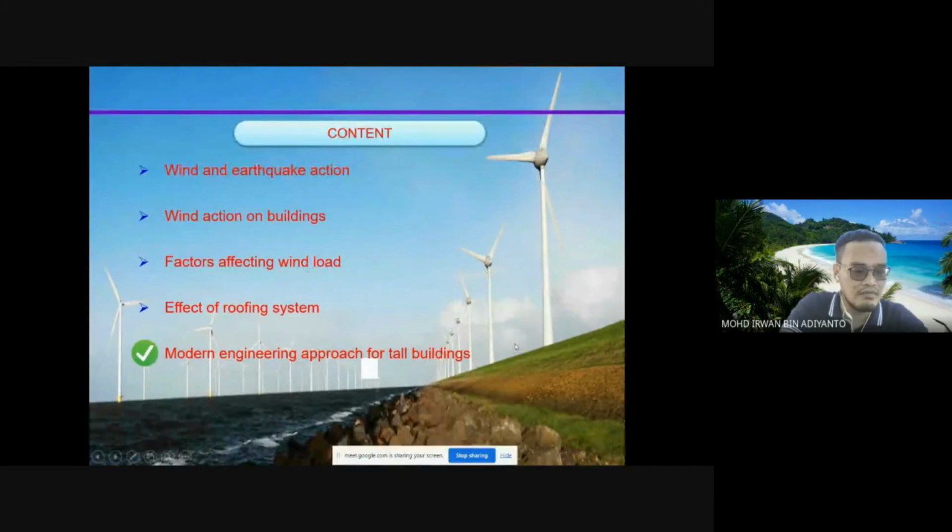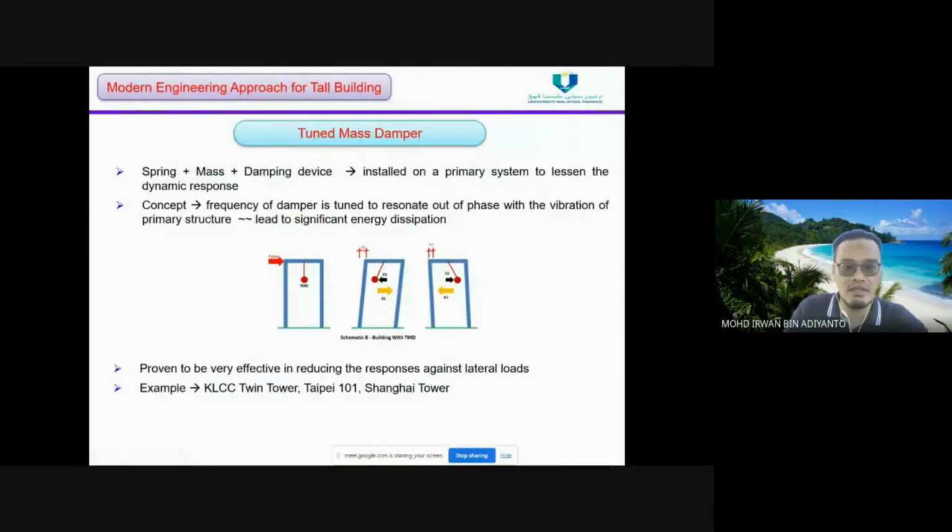Okay, and for the last part is the modern engineering approach for the tall buildings. We have several methods to help the tall buildings in dealing with the wind actions. Okay, the first of all is the tuned mass damper.